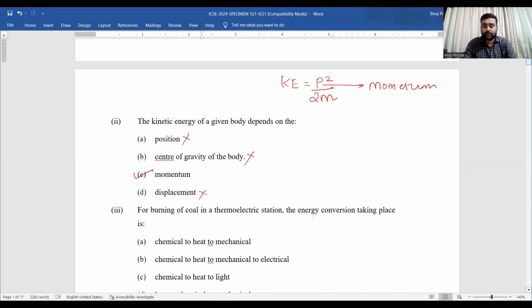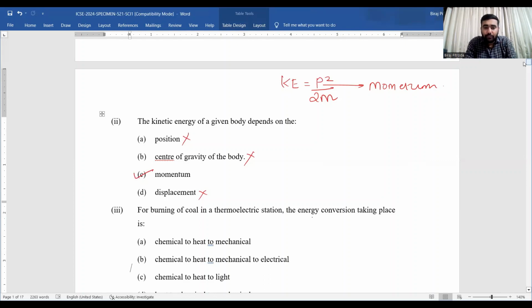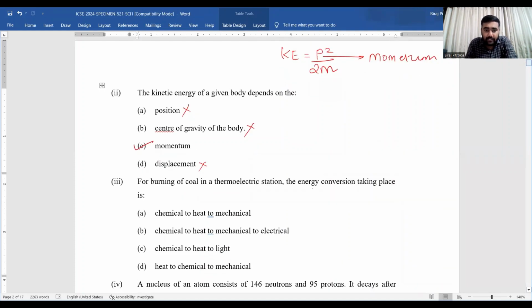Then comes the third question. Question number three is: for burning of coal in a thermoelectric station, the energy conversion taking place is, and you have four options. The first option is chemical to heat to mechanical. Second option is chemical to heat to mechanical to electrical, which is the correct option. Option 3 is chemical to heat to light, which is incorrect. Heat to chemical to mechanical is again incorrect. Let's try to understand why option B is correct.